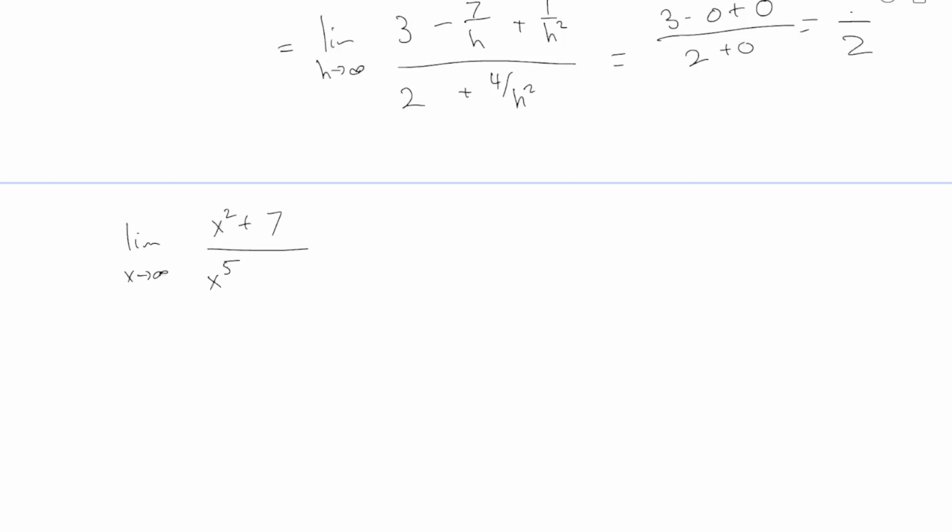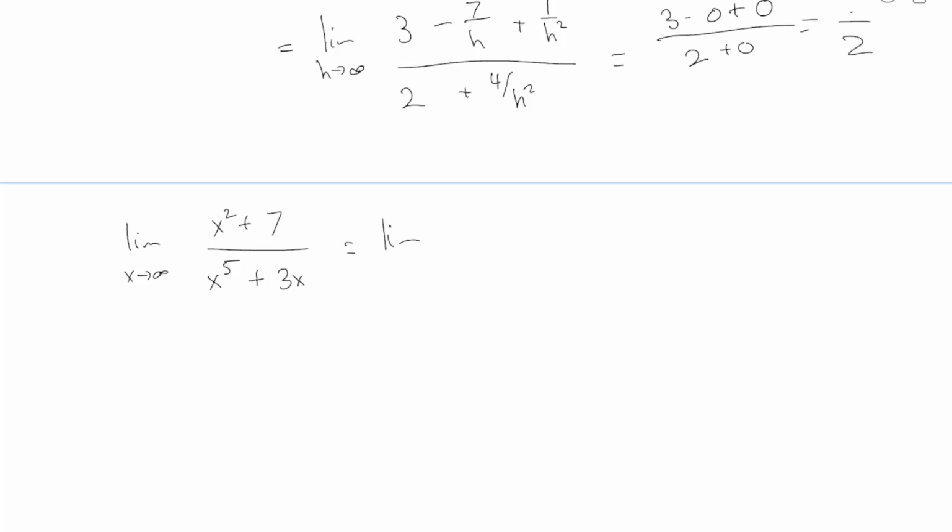How about this one? x squared plus 7 over x to the 5 plus 3x. So I'm going to try to do it the same way, and that is by dividing everything by the biggest power of x you can see. In this case, that would be x to the 5. So I'm going to divide through everything by x to the 5.